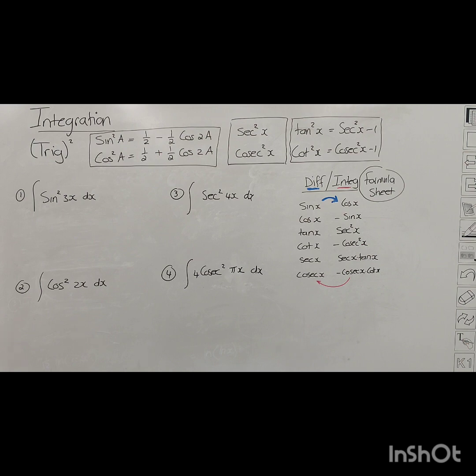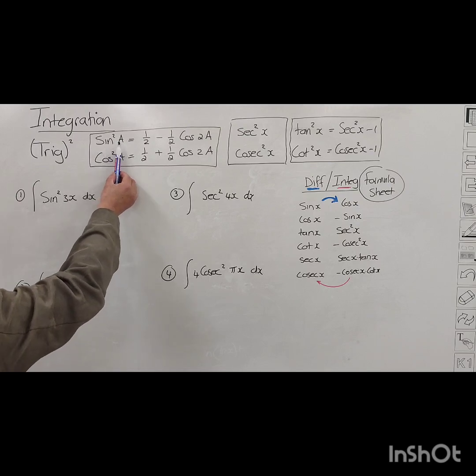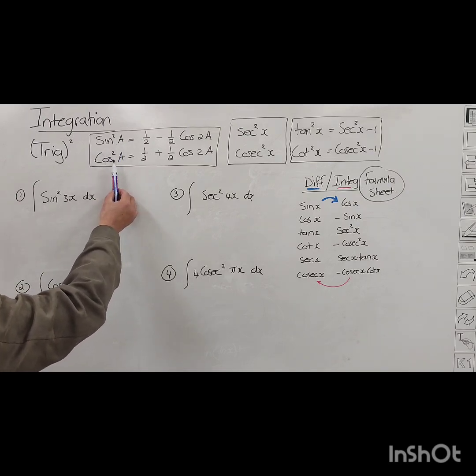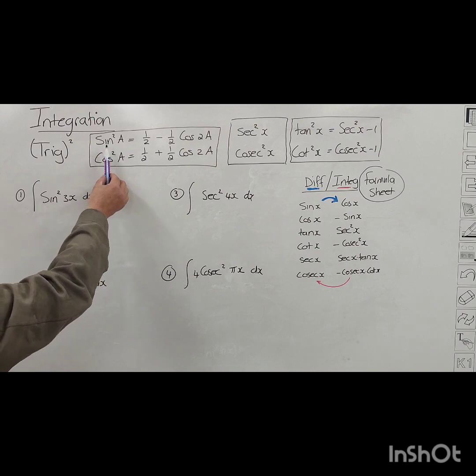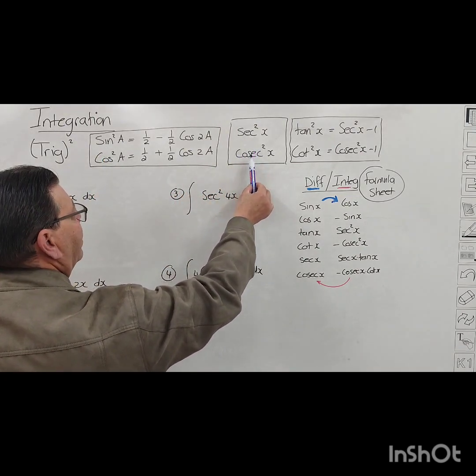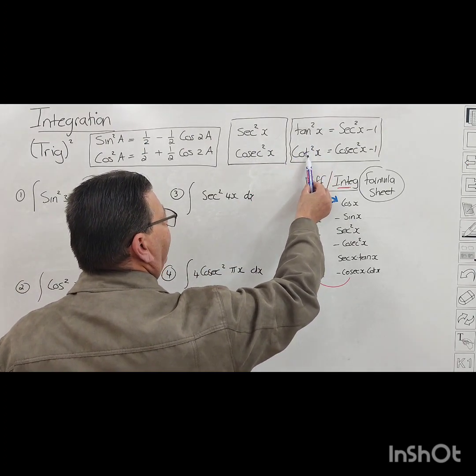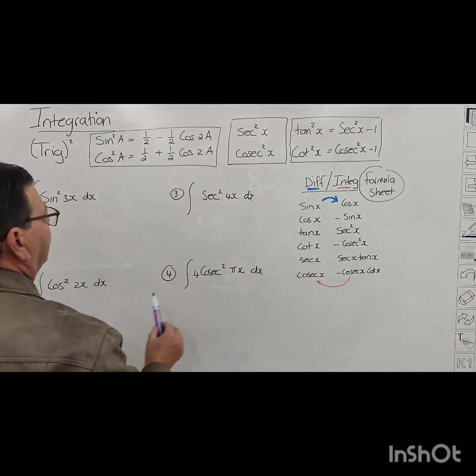Hi, today we're going to start with another integration technique. That is where I have to integrate trig square functions like sine square A or sine square X, cos square X or whatever the angle is, sine and cos square. I have got a formula for sec square and cosec square, and I have got something for tan square and cot square on my square identities.